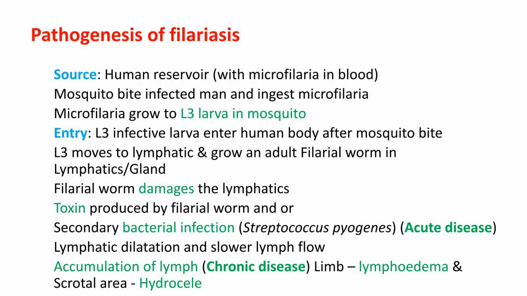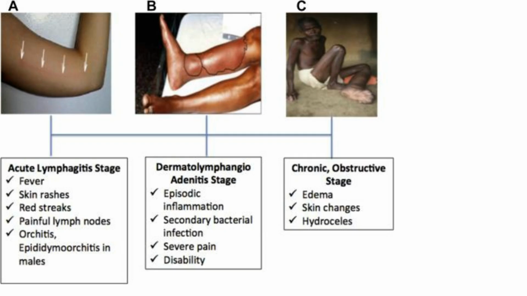In the limbs, this causes lymphedema, the swelling we saw in our case patient. In the scrotal area, it can cause hydrocele, which is fluid accumulation around the testes. The acute episodes are characterized by inflammation and fever, while chronic disease results from progressive lymphatic damage and dysfunction. Filariasis presents with a range of clinical manifestations that we need to recognize.